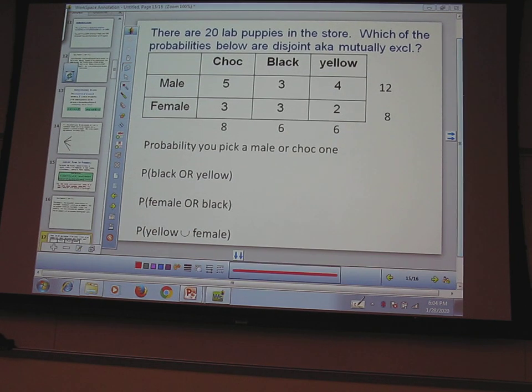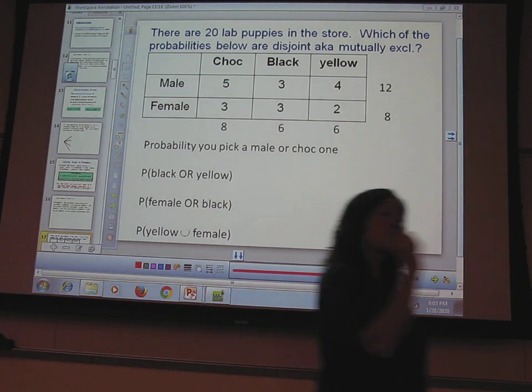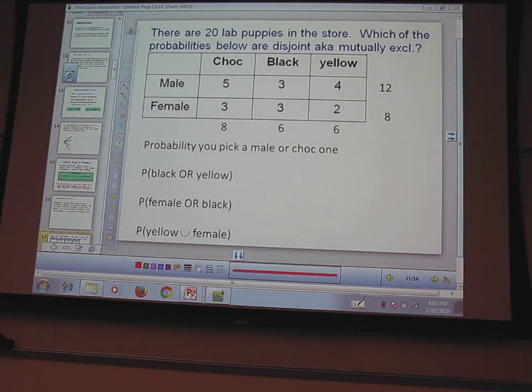So back to our puppies. Don't solve these. I just want to know which ones are mutually exclusive and which ones aren't. Again, the best way to describe mutually exclusive is to describe what is not mutually exclusive. If you can be both, then you are not mutually exclusive.